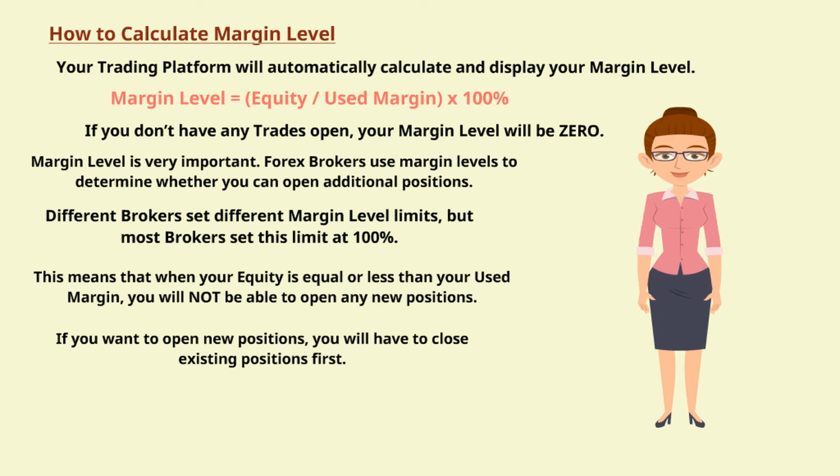Margin level is very important. Forex brokers use margin levels to determine whether you can open additional positions. Different brokers set different margin level limits, but most brokers set this limit at 100%. This means that when your equity is equal to or less than your used margin, you will not be able to open any new positions. If you want to open new positions, you will have to close existing positions first.